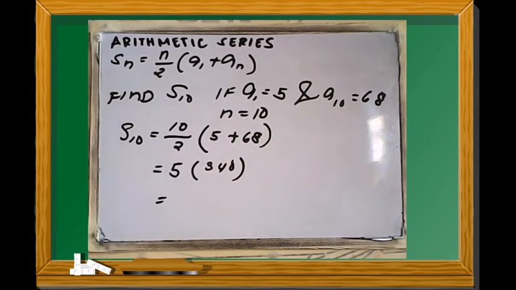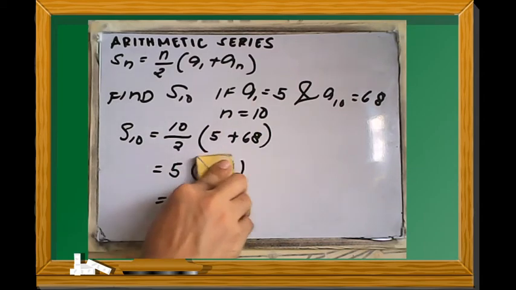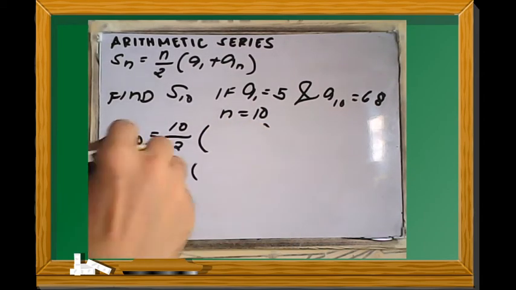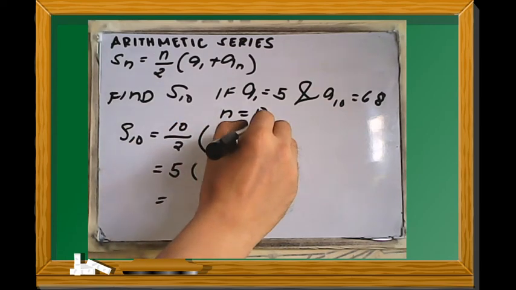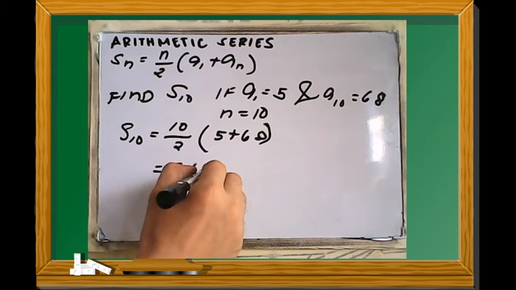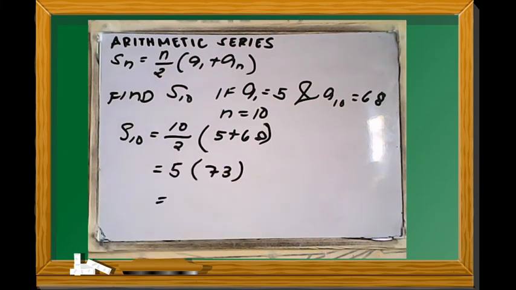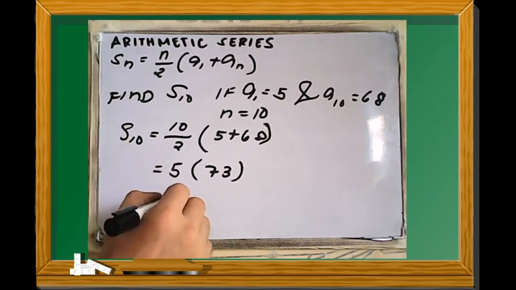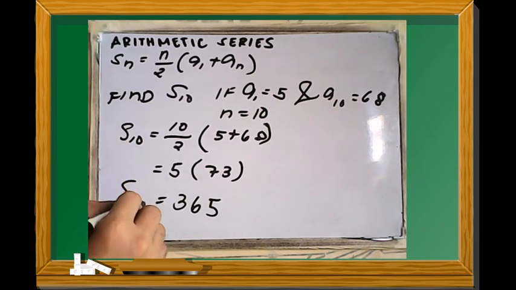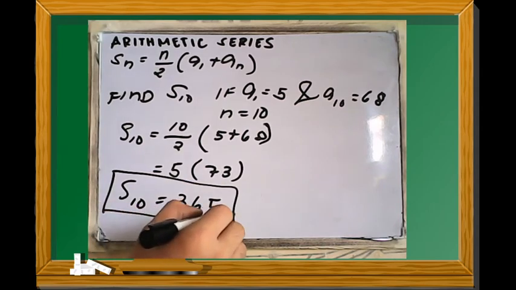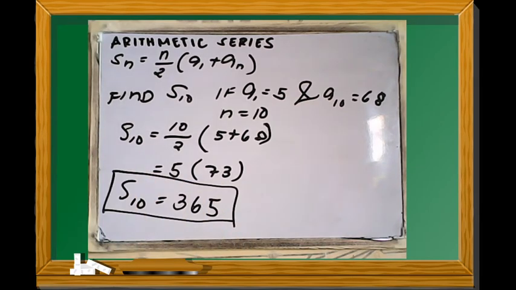Let's multiply right away. So that is 5 plus 68. 68 plus 5 is 73. So 73 multiplied by 5 is 365. So S sub 10 is equal to 365. So that is for the arithmetic series.